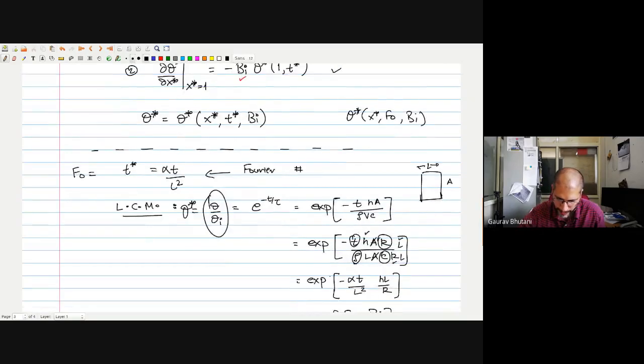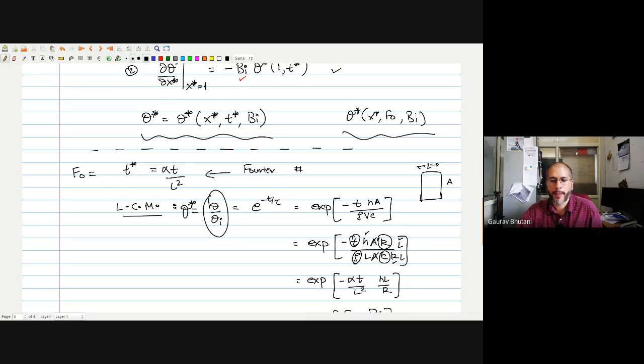And right now we have theta star as a function of X star, Fourier number, and Biot number, okay, like here. And that makes sense because earlier we had a lumped capacitance analysis, so that means that we assumed that the spatial effects were not there, so it was only a function of Fourier and Biot number, and now we have a spatial dependence as well. Okay, so the same ideas that we have now were also working earlier.